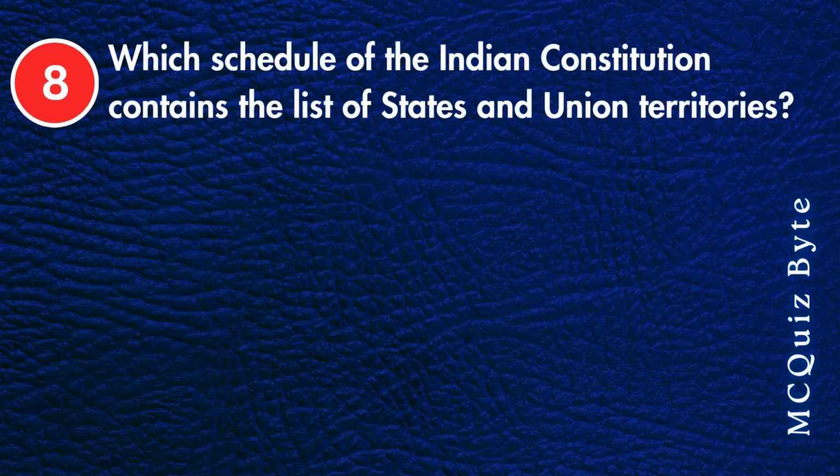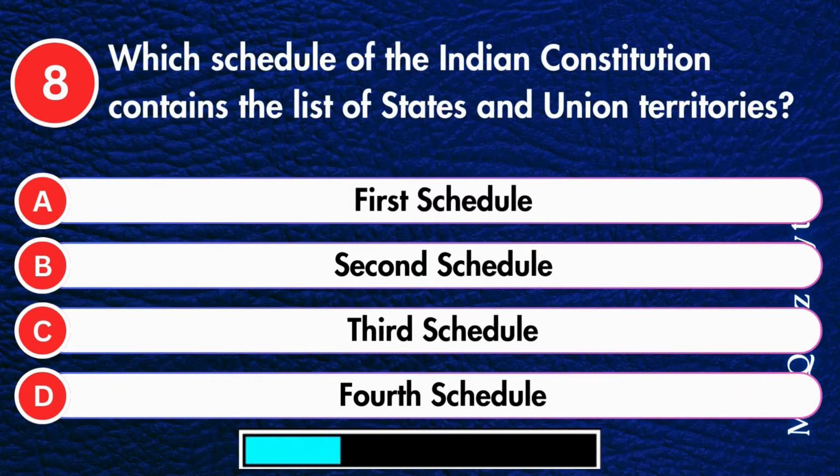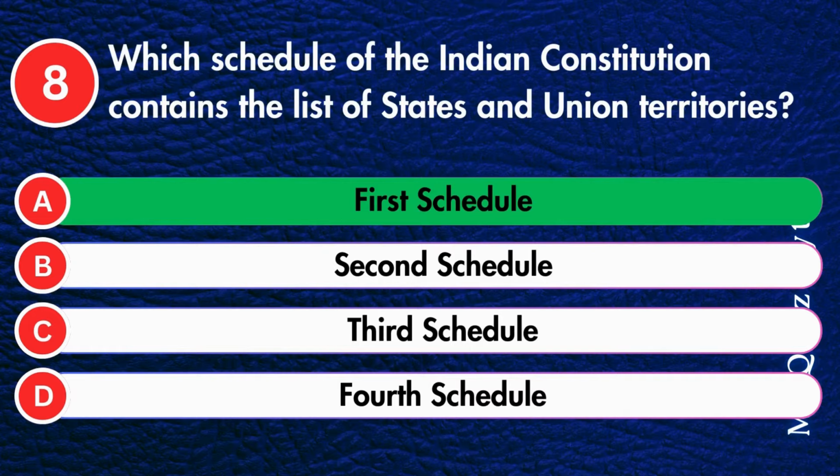Which schedule of the Indian Constitution contains the list of states and union territories? First schedule, second schedule, third schedule, or fourth schedule? Correct answer is first schedule.